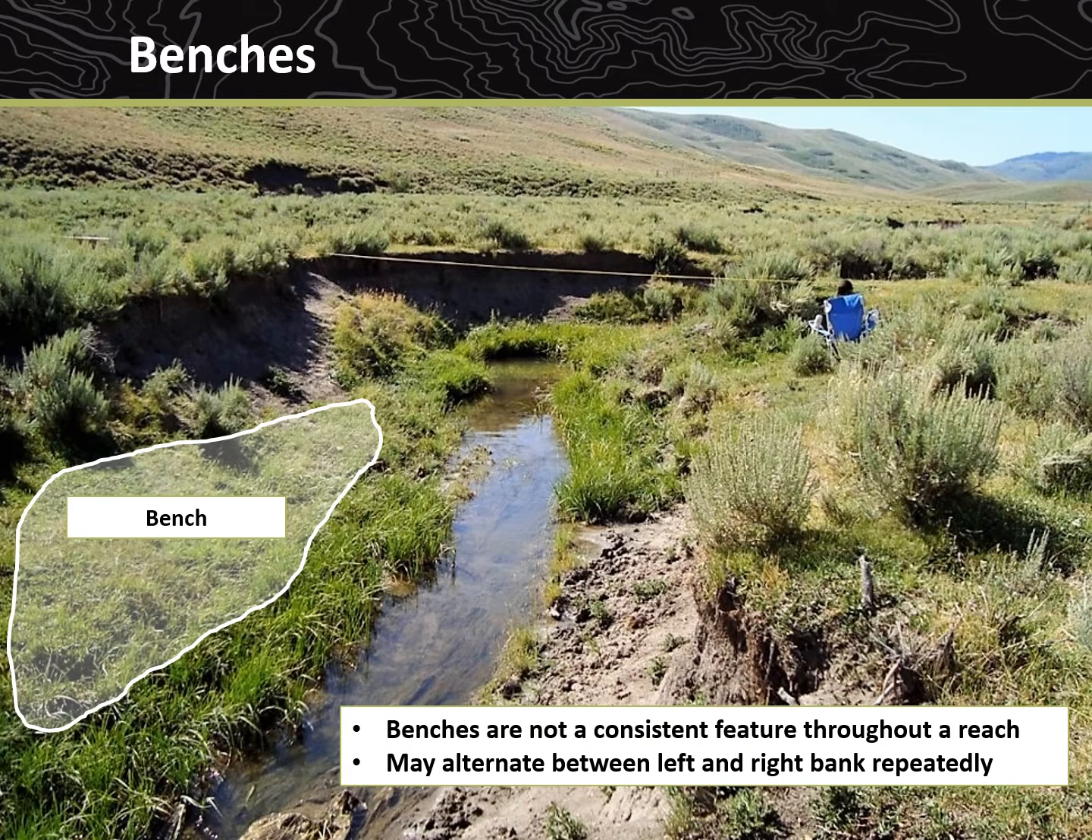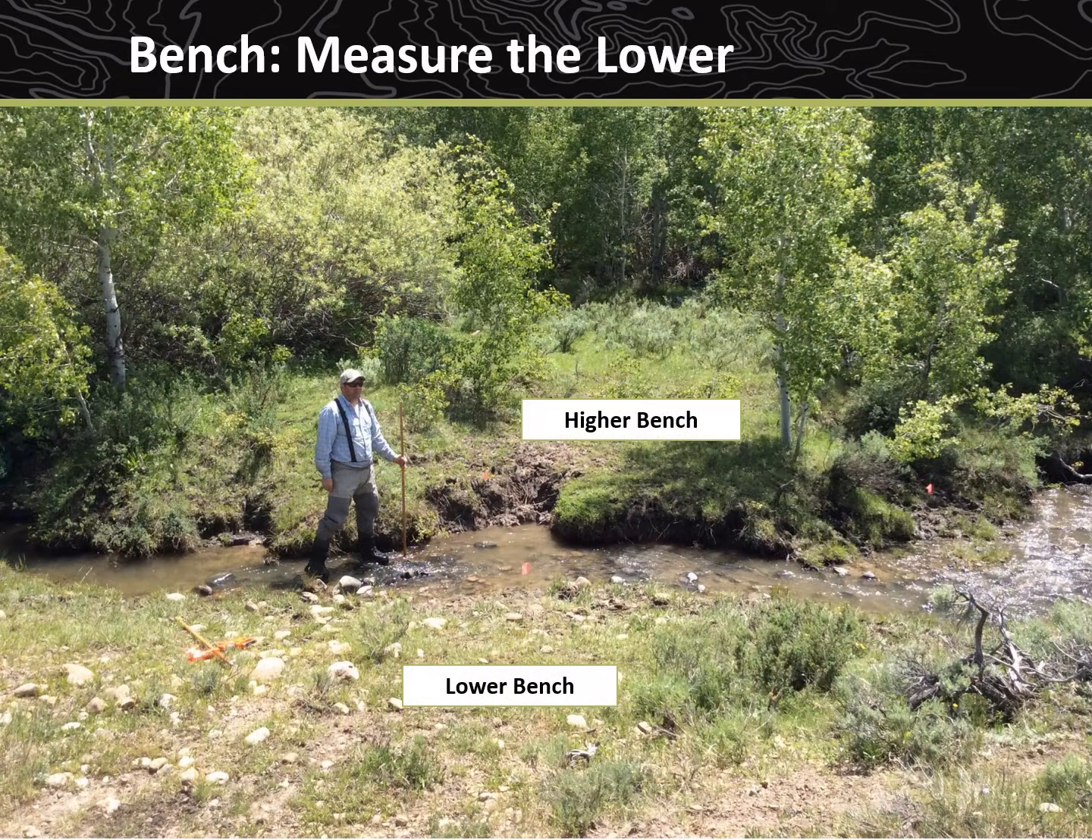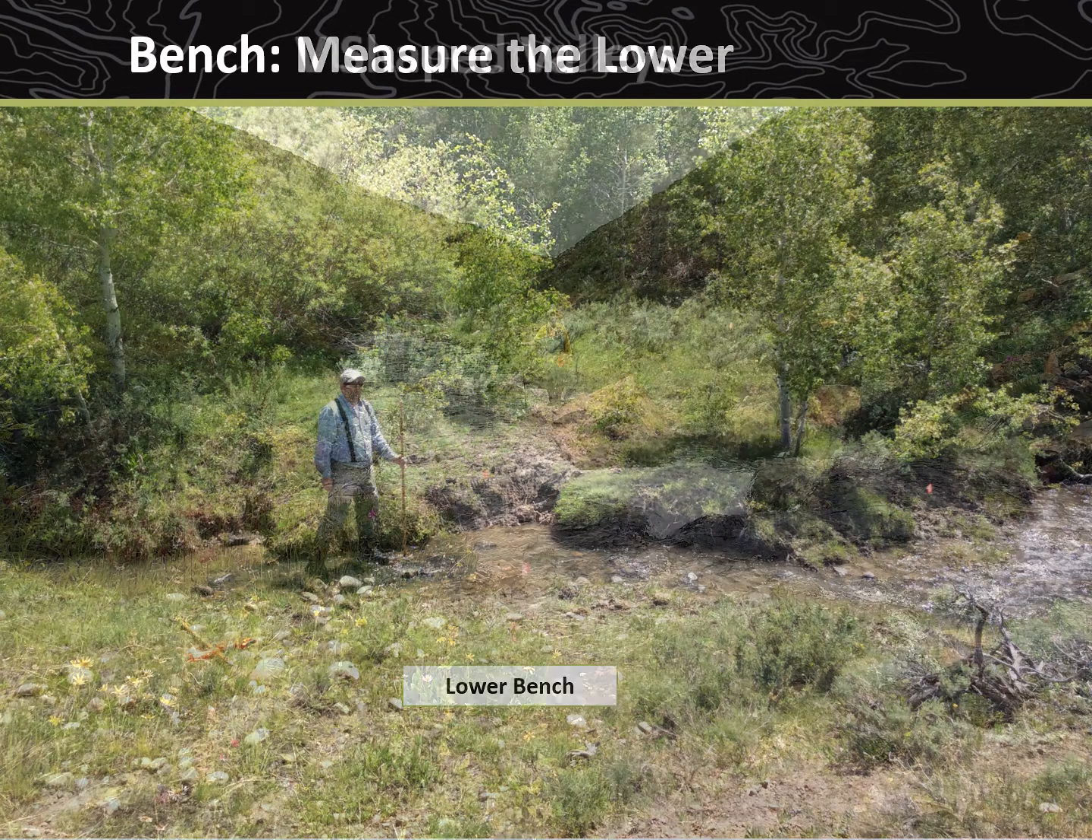Unlike bankfull, benches are not always continuous throughout a reach, and the bench may alternate between left and right banks throughout a system. The first flat depositional feature at or above bankfull is measured, even if this is at a different elevation or side of the stream than the previous location. Bench height can also vary depending on what side of the stream it is on. For the Lotic AIM protocol, the bench height is always measured on the lower bench surface, because the lower bench will be inundated first in a flood event.